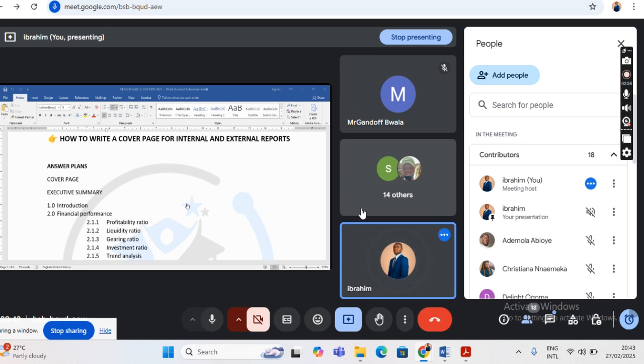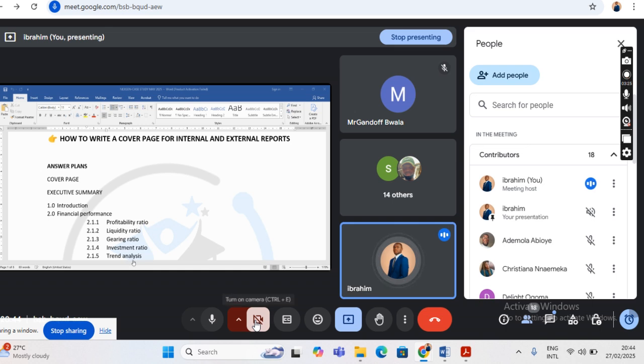Now, after the cover page, you have the executive summary. This executive summary is just 2 pages, and these 2 pages comprise both your requirement one as well as requirement two. We'll get there. Now, after that, introduction, which is the body of the report.